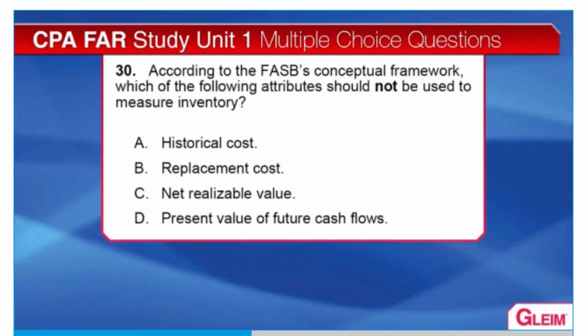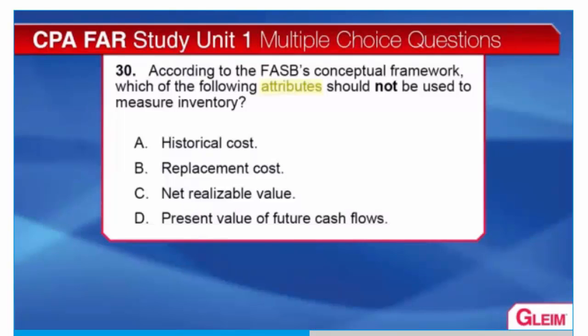According to the FASB's conceptual framework, man, we're doing a lot of FASB stuff, right? According to the FASB's conceptual framework, which of the following attributes should not be used? So which attributes should not be used to measure inventory? Is that one difficult for you too? I have to pause on that one. Historical cost, replacement cost, net realizable value, present value of future cash flows.